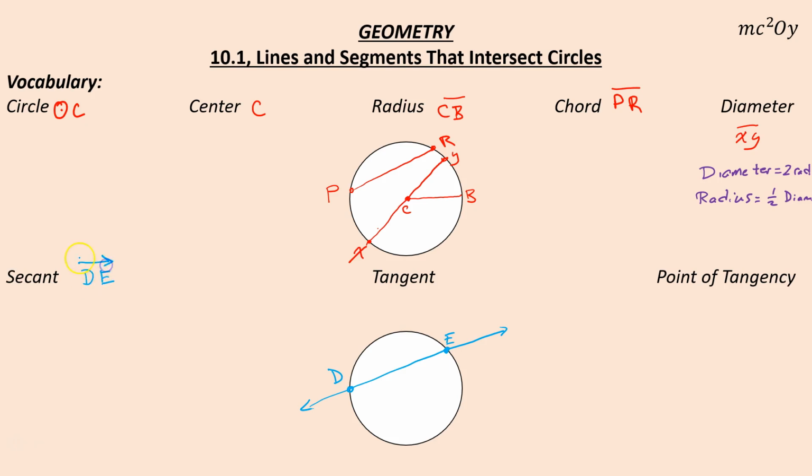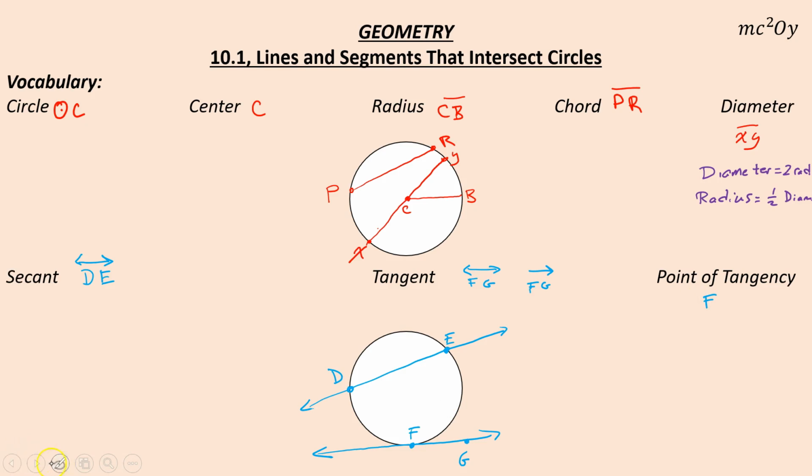And then a tangent is a line or a ray that intersects a circle at a single location. So if I were to call that point F, maybe this point G, we could say that line FG is a tangent. Or you could also say ray FG is a tangent. And its point of tangency is where it hits the circle. So this point of tangency is point F.